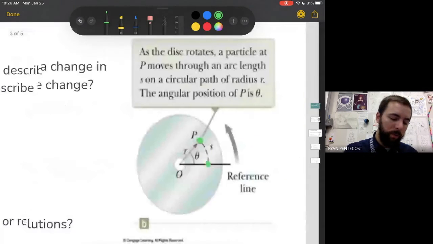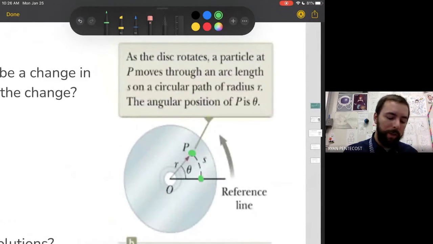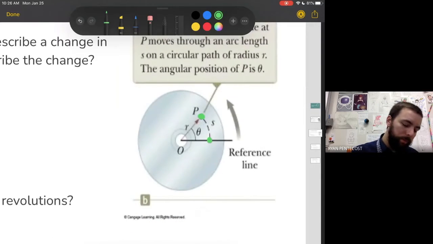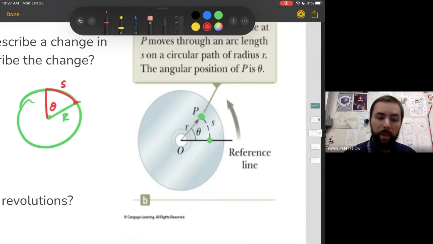So let's look over here. As the disk rotates, a particle P moves through an arc length S on a circular path of radius r. The angular position of P is theta. So that already told you that the position is theta, right? But the reason we use theta instead of S, if you have a circle with radius r, and then you've got this S, say it moves some angle theta, and that arc length is S.